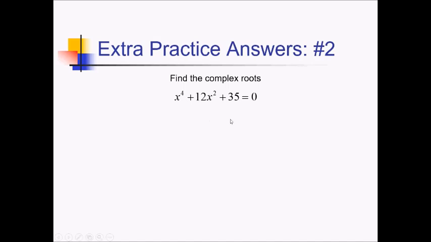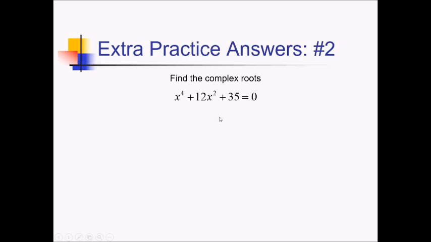To solve this one, we can't take out any common factors. But if you notice here, we have x to the 4th, x squared, and a constant. That's quadratic form. So I'm just going to factor this thing like I would factor a quadratic, but I'll use x squared wherever I would normally use x.